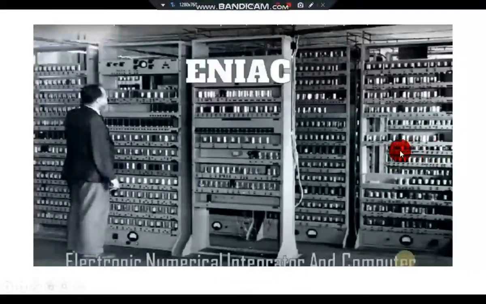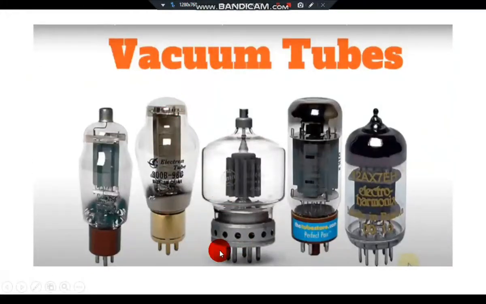We can see how the first generation computers look. It looks like a very big mechanical device. In the first generation, what circuit is used? The vacuum tube. Vacuum tubes as a circuit are used in first generation computers. This is a picture of vacuum tubes. Different types of vacuum tubes are used in these first generation computers.